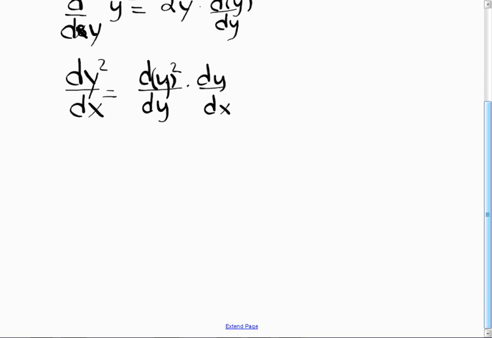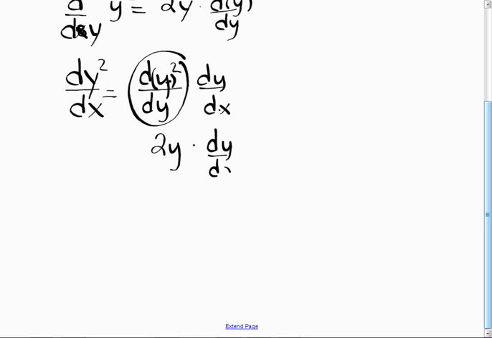Now just look for a second, just algebraically, what would happen to the dy's? And wouldn't I get this equals dy squared over dx, wouldn't I? The derivative of y squared with respect to y is 2y. Then you have to do the derivative of the inside function.